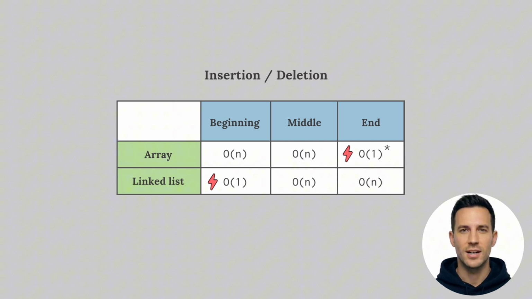So the pattern is clear. Linked lists are fast where arrays are slow at the beginning, and arrays are fast where linked lists are slow at the end. In the middle, both are linear, but for different reasons. Arrays have to shift elements. Linked lists have to traverse to find a position.